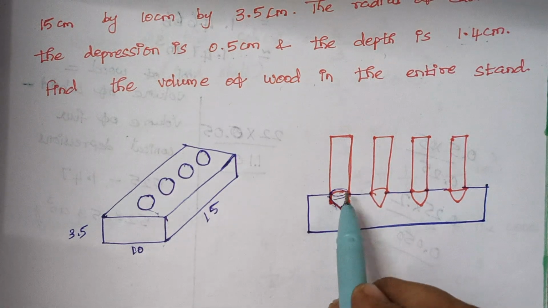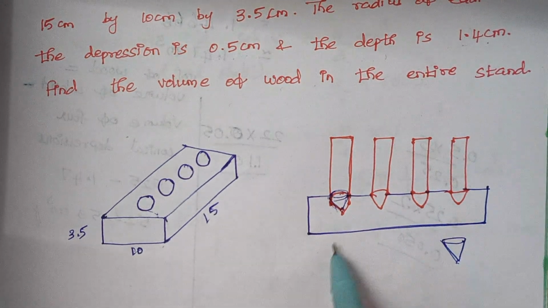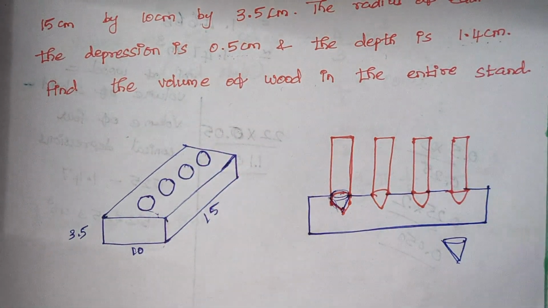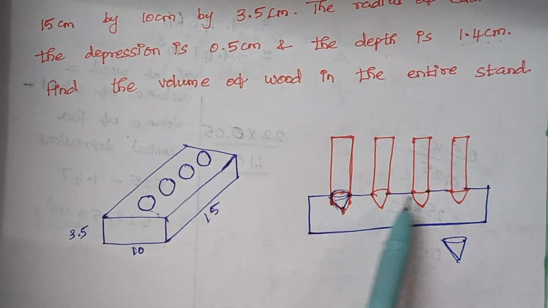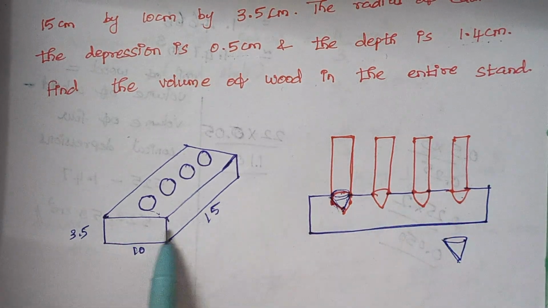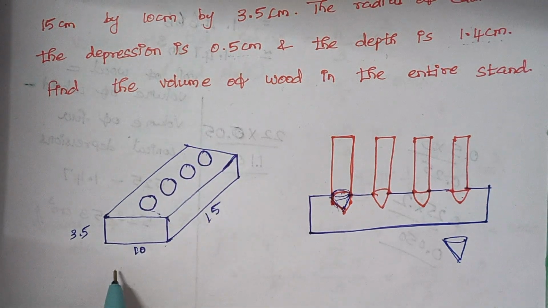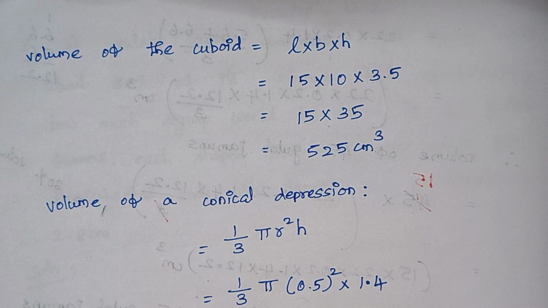So here the thing is about a cone. This depth part is in the form of a cone and the radius is 0.5 and the depth is 1.4. Now we have to find the volume of wood. So how to find the volume of wood? Initially we have to find the volume of the conical depression. Then we subtract that volume from the volume of the cuboid so that we can find the volume of the wood. So first we calculate the volume of the cuboid.